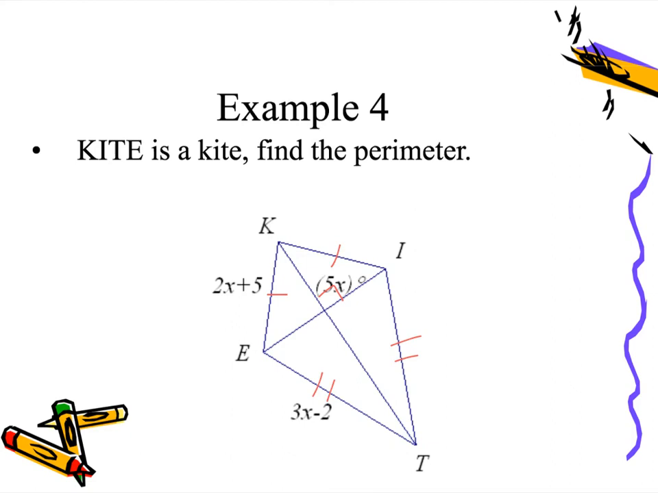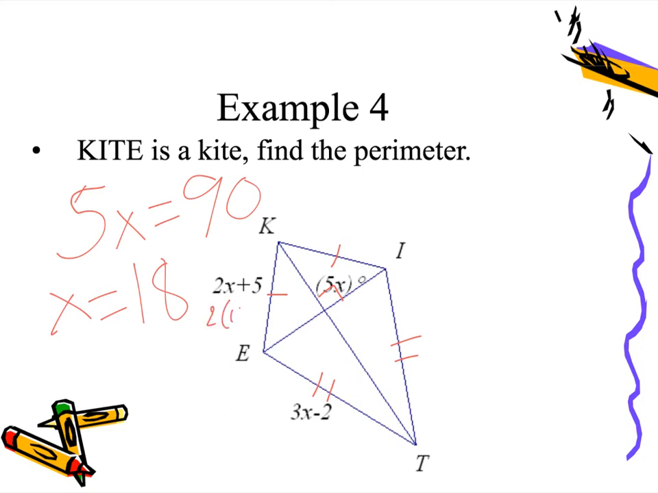Caitlin, you said 5x equals 90. There we go. 5x equals 90, so x is going to equal what? 18. Very good. Now, what can I do with this information? Plug it into that equation. All right, so I'd have 2 times 18 plus 5. And what does that end up being? 41. Yes. And then when I do it over here for the 3x minus 2, what do I get? 52.